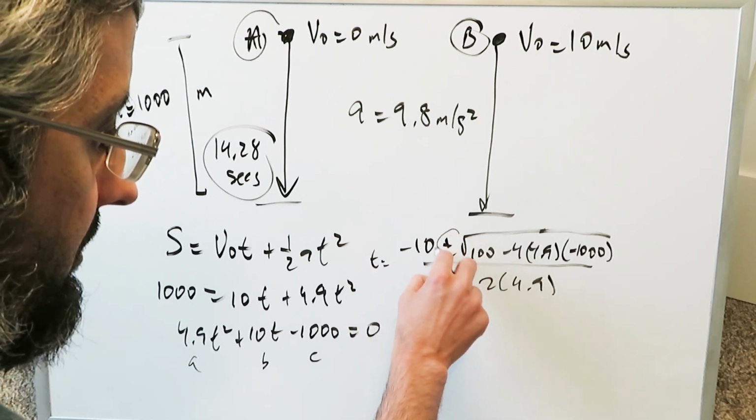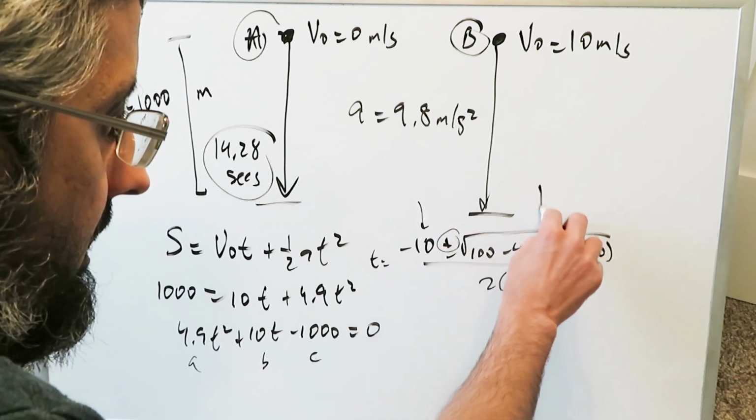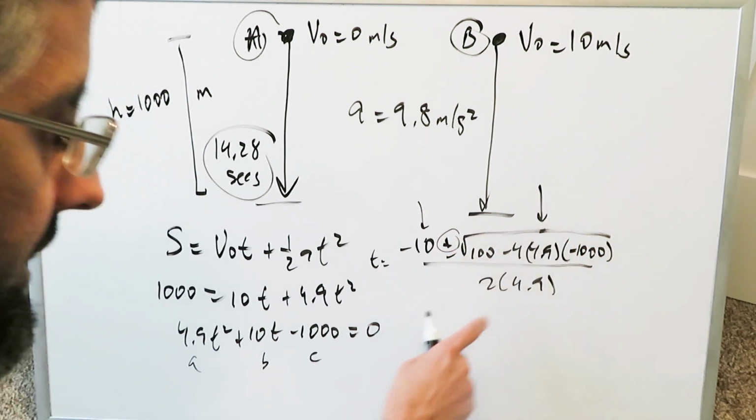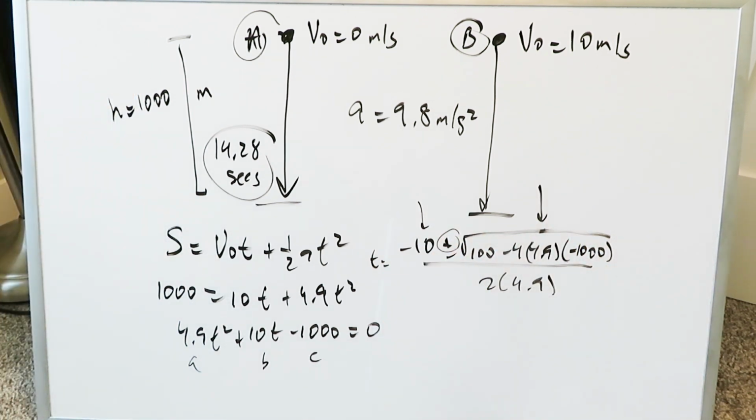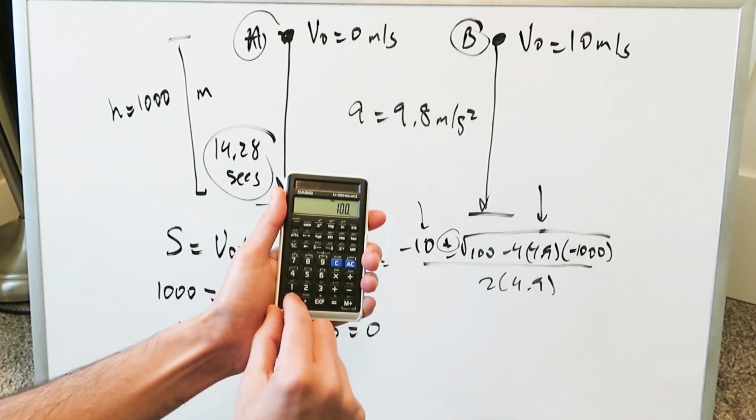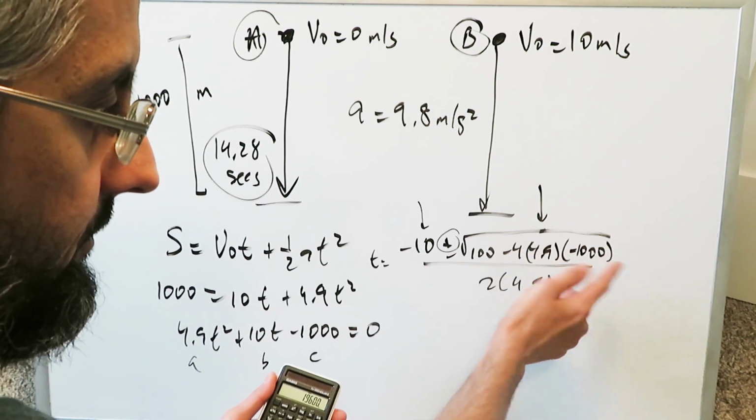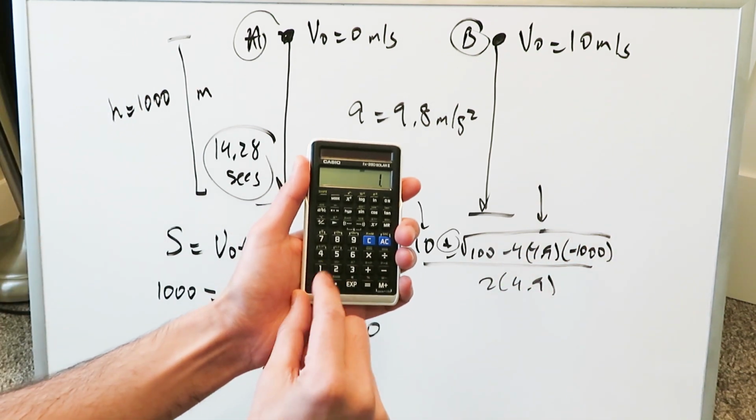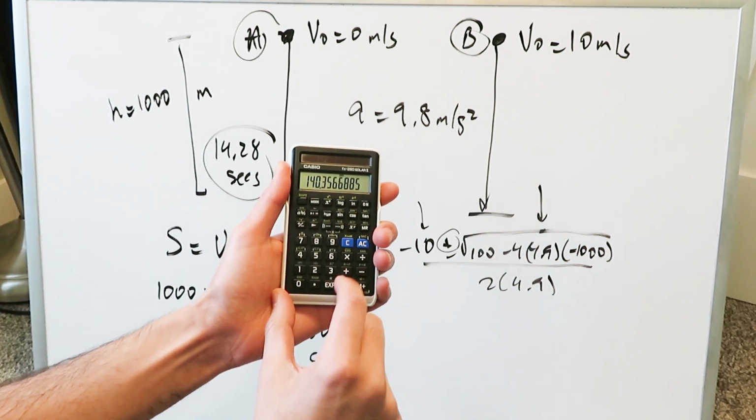You must focus only on the positive value. This item here combined with that item here with the plus and then divide by that. Don't look at that negative value. So you'll have 4 times 4.9 times 1000. You know all of this is a positive. Minus minus becomes positive, plus that 100. Square root it.